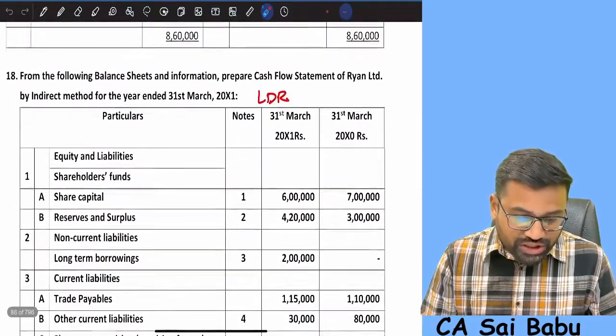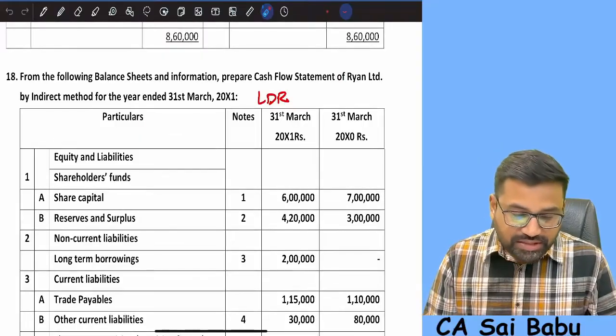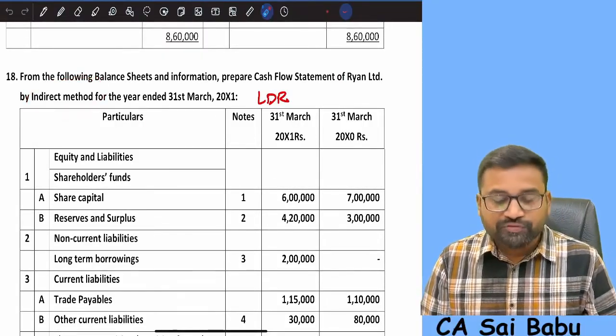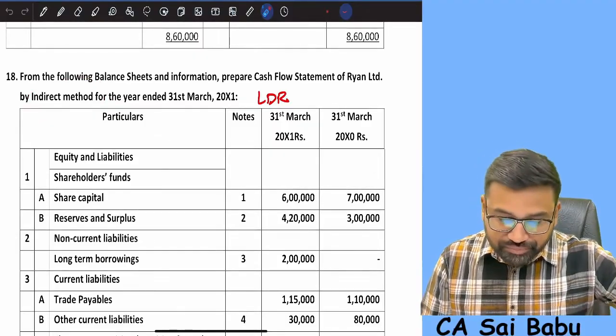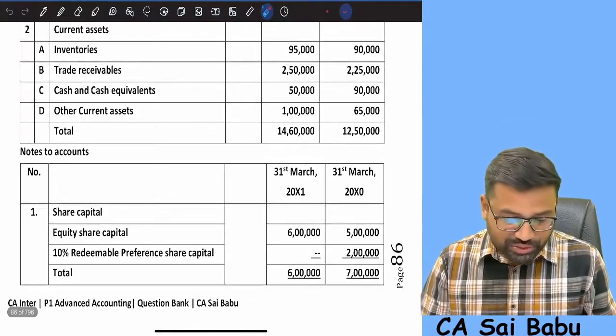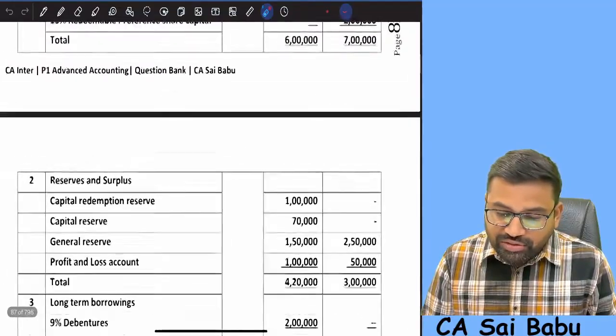I will show you one question, sir. Question number 18, Rain Limited sum. In this sum, we need to ascertain the cash flow statement under the indirect method. First, we are going to start with cash flow from operating activities, right? So we want net profit before tax, but net profit before tax is not available in this question. So first go to reserves and surplus, see the P&L account.